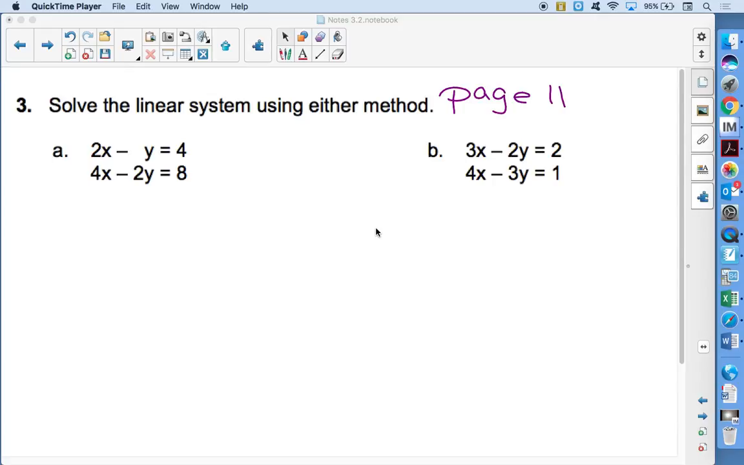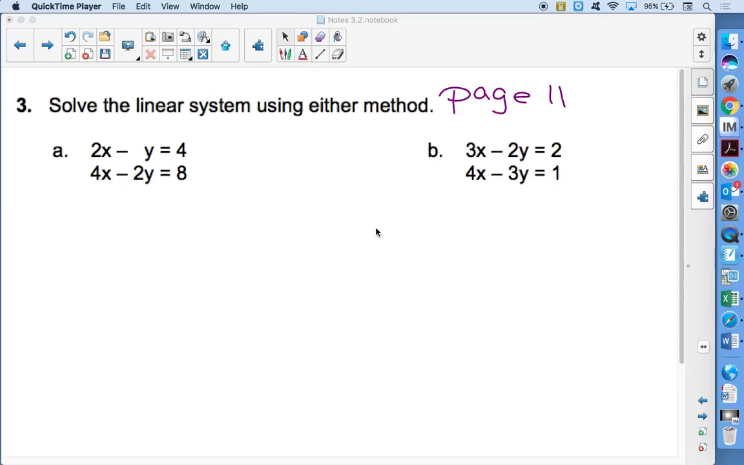To talk about on page 11, number 3, part A. So the directions for 3 ask you to solve the linear equation using either method. There were a handful of problems at the back, the last couple of problems of the homework, that you were asked to choose a method to use. For this one, you definitely could use either one.